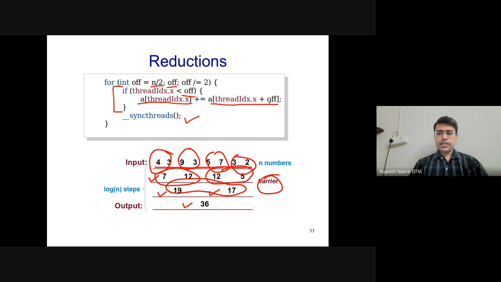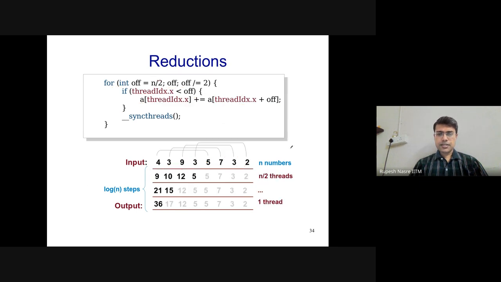Okay. So one thing that this did is not consecutive numbers, but it did it with 4 added with thread id x plus off, where off was n by 2. So 4 was added with 5, right? Similarly, 3 was added with 7, and so on. This is how it did. And then the value was written to the first 8 numbers, then the first 4, the first 2, and then the first number. So the final value of this reduction is going to be available as A of 0. So you are actually modifying the input array. Okay. I hope this part is clear.